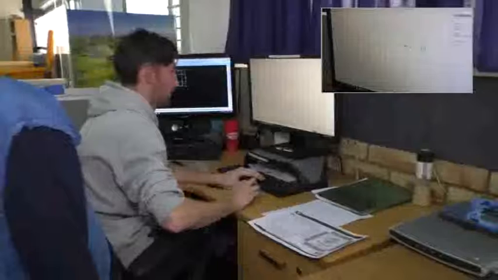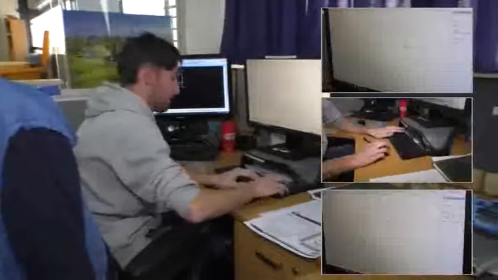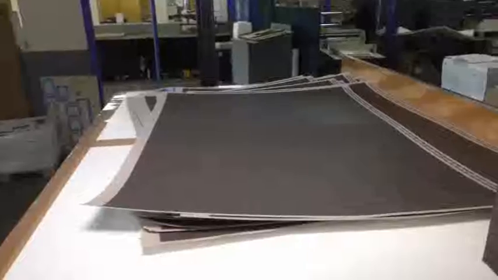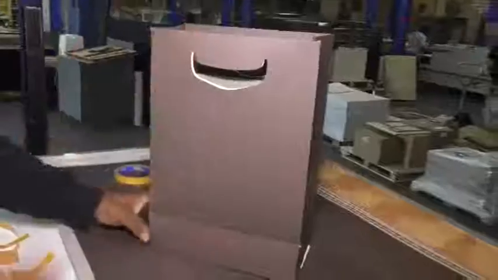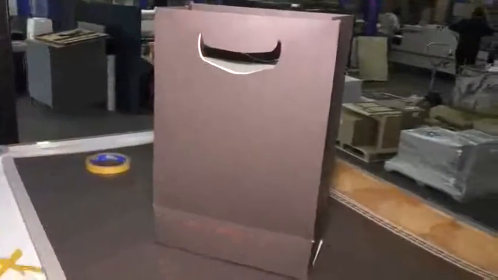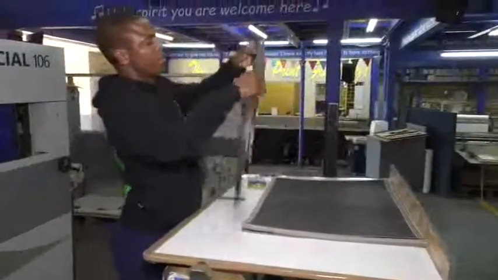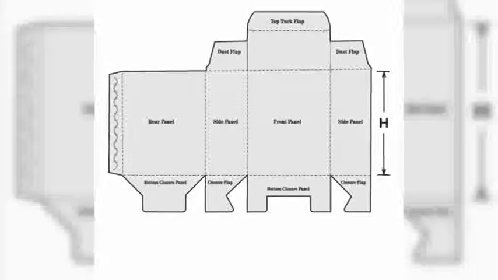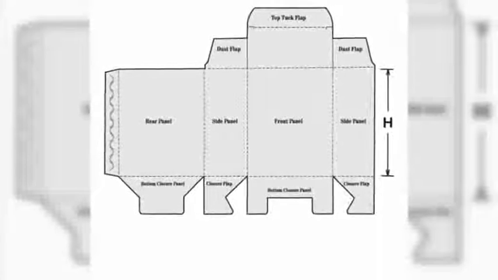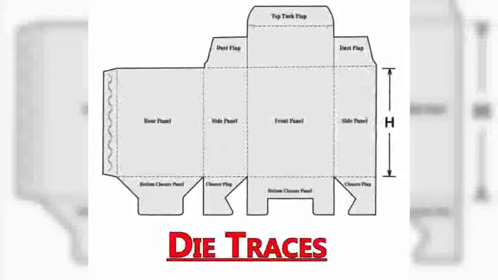Operators can design products from scratch. Alternatively, they can choose the design template best suited for the job and then proceed by making the necessary adjustments. In order for a flat carton board to be transformed into packaging, it must be cut and folded and then glued and/or secured in some way. The folding carton designs are also called die traces.